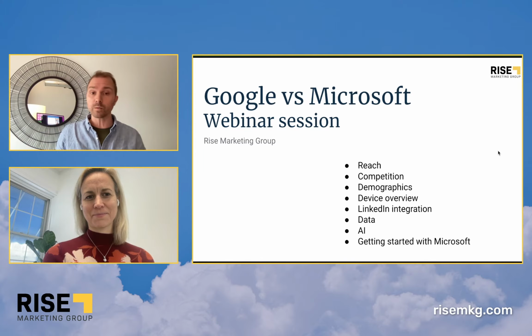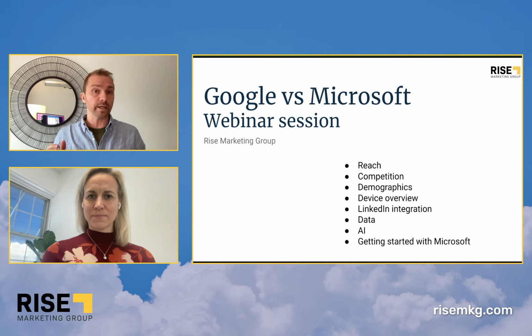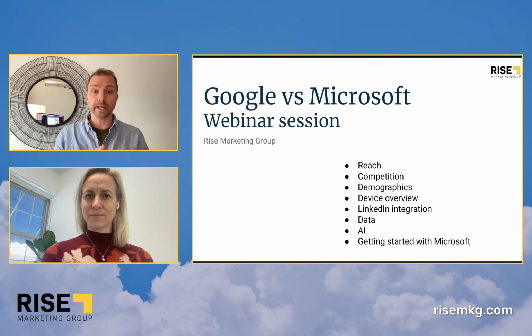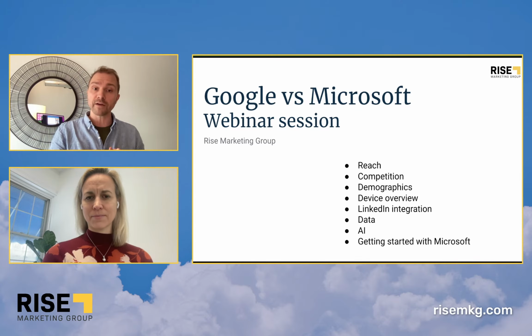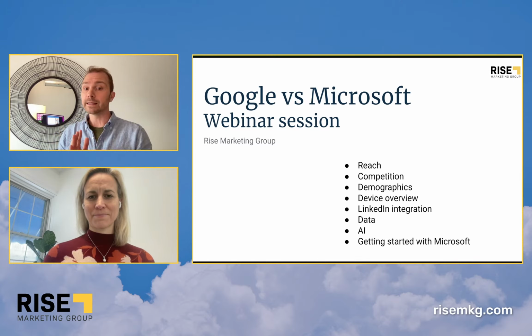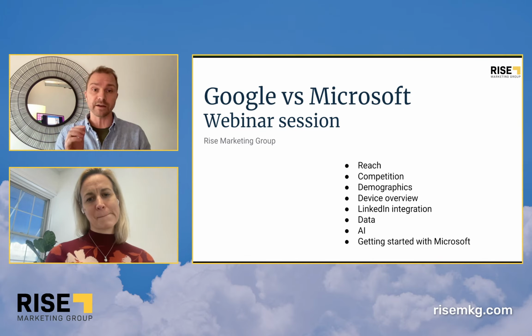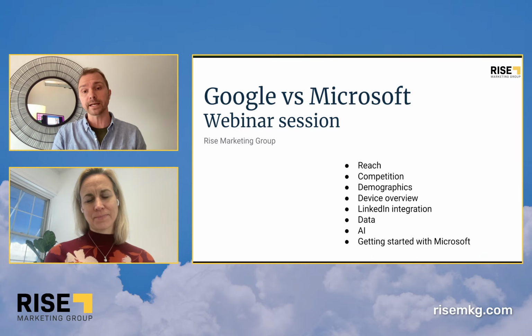So what are we going to cover? We're really going to do a 360 view of Google versus Microsoft. Every advertiser that's considering advertising on Microsoft should get a lot of value out of it. We're going to talk about reach. We're going to get into competition, and there's a huge difference in competition between Google Ads and Microsoft Ads, which you're probably going to find really interesting. We're going to cover demographics, device overview, and LinkedIn integration, which is a huge selling point on Microsoft Ads. So definitely hang around for LinkedIn integration.